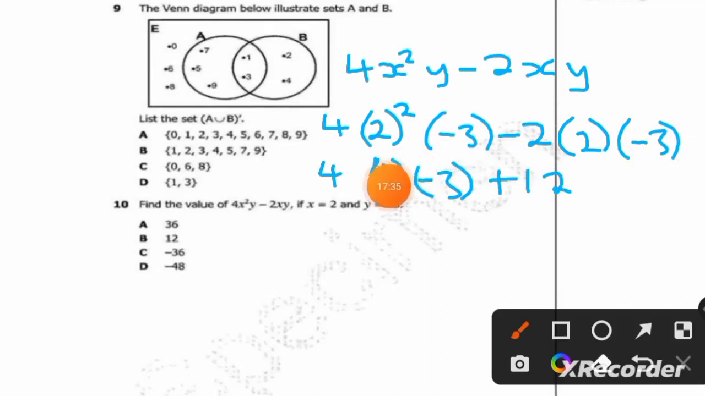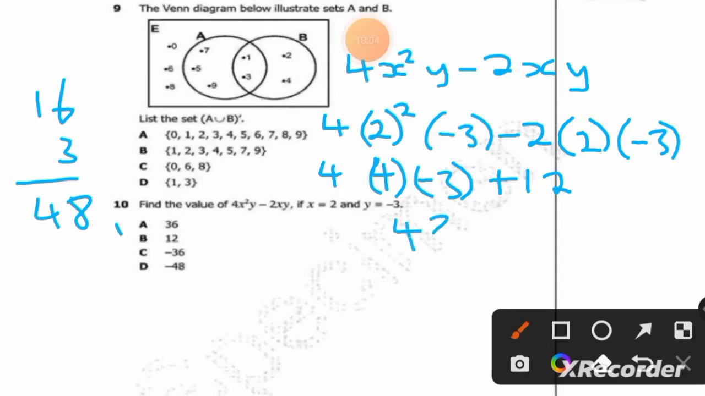Let us also work out here. So just in case you are unable to see this one, this is 4. So we are going to say 4 times 4 is equal to 16. 16 times 3 is equal to 48. So here we are going to have 48.